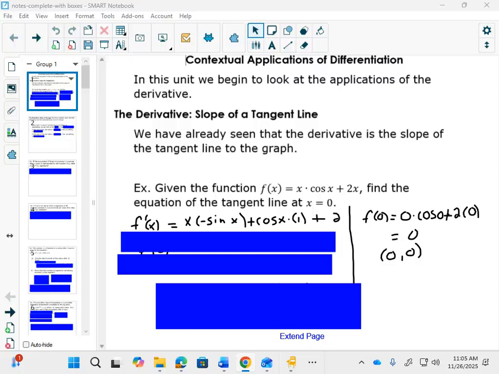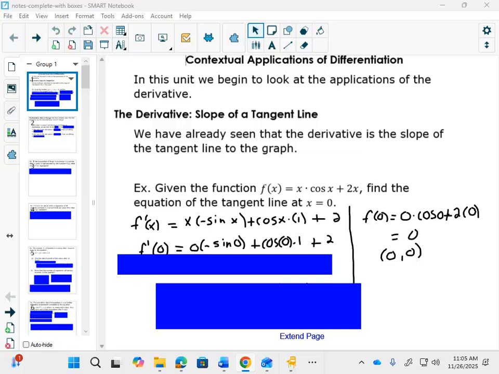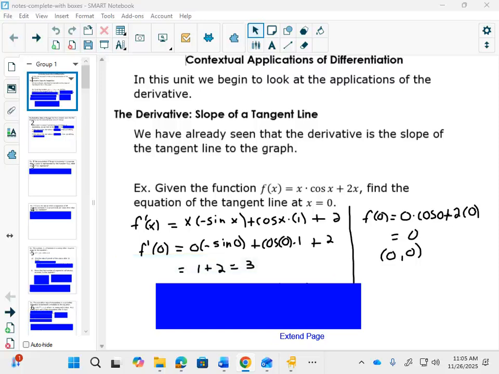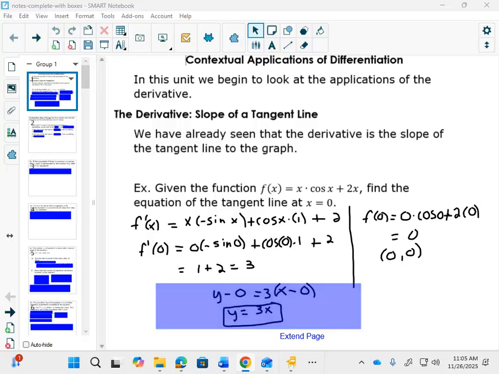And you want to find the slope at x equals 0, so we plug in 0 for x. You're going to have to know your unit circle a little bit. What is cos of 0? 1. So then that becomes 1 plus 2, which is 3. And now that you have a point and a slope, you could find your equation of your tangent line. No problem.